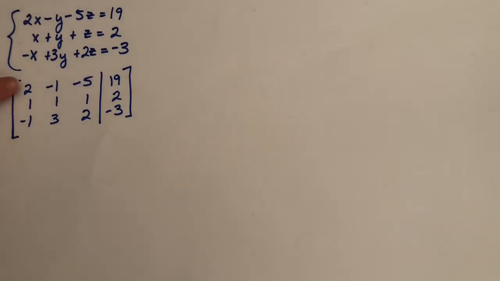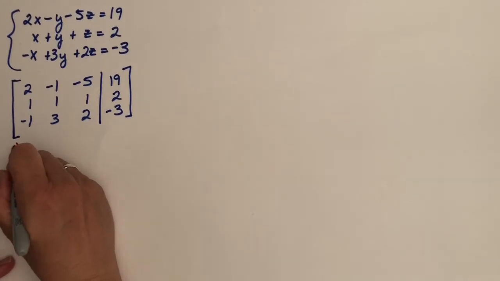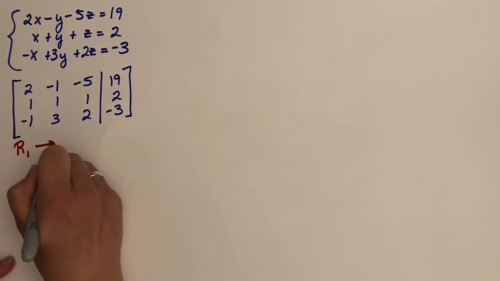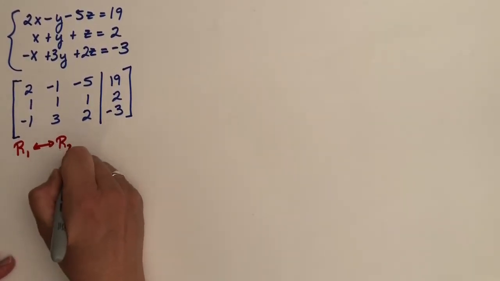I could add these two rows together, row 1 and row 3, and put that in row 1. But even easier is just interchange these two rows, row 1 and row 2. If I can get the results by just interchanging two rows, that's what I'll do. So row 1 and row 2 will be interchanged.